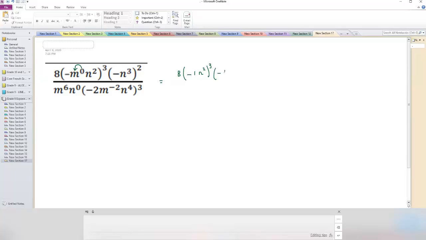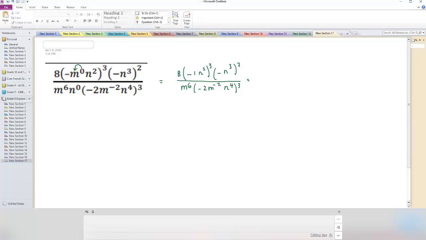Open bracket, negative n to the power of 3, everything to the power of 2, over, as you can see, I'm trying to remove anything with exponent 0. And after that, I'm going to start to work from the beginning. m to the power of 6, n to the power of 0, that means m to the power of 6 only. And I open bracket, negative 2, m to the power of negative 2, n to the power of 4, the whole thing to the power of 3. Now I can go for the next step.